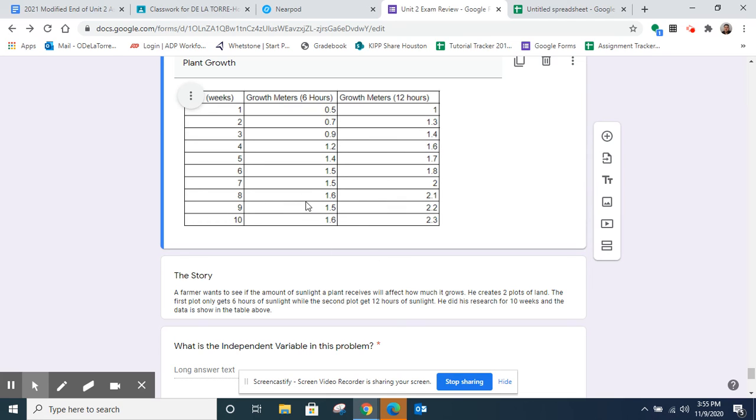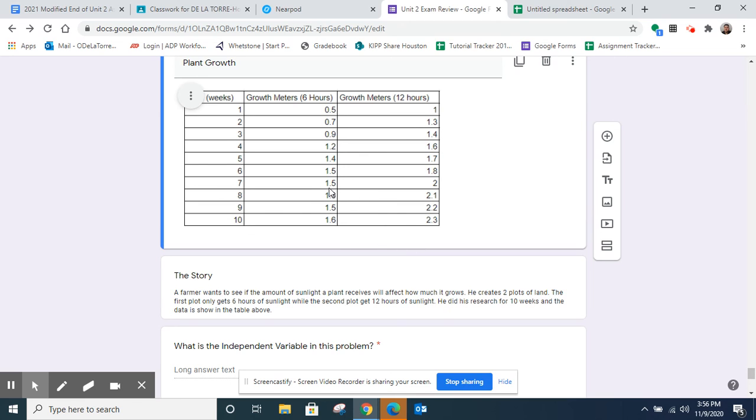Now let's actually go ahead and do the 12 meters. And all I got to do for that one is, again, add all my numbers together. So 1 plus 1.3 plus 1.4 plus 1.6 plus 1.7 plus 1.8 plus 2 plus 2.1 plus 2.2 plus 2.3. And I'm going to divide that by 10. And our average number in this case was 1.74.